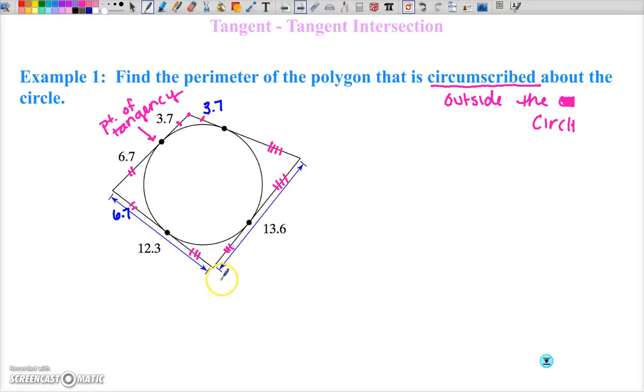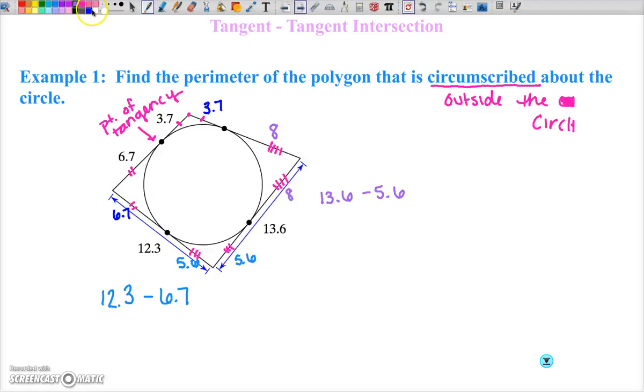Well, if this whole thing has to be 12.3, we want to know what's this little piece. So we're going to take our full segment length of 12.3, and we're going to subtract our 6.7 from it. And so what we end up getting there is 5.6, because together they make this 12.3. So if this is 5.6, then this one over here is also 5.6. So the question is, okay, well then how do I get this segment? Well, you take your 13.6 and subtract your 5.6 from it. And when you do that, you end up getting 8. And if that's 8, then this is 8.